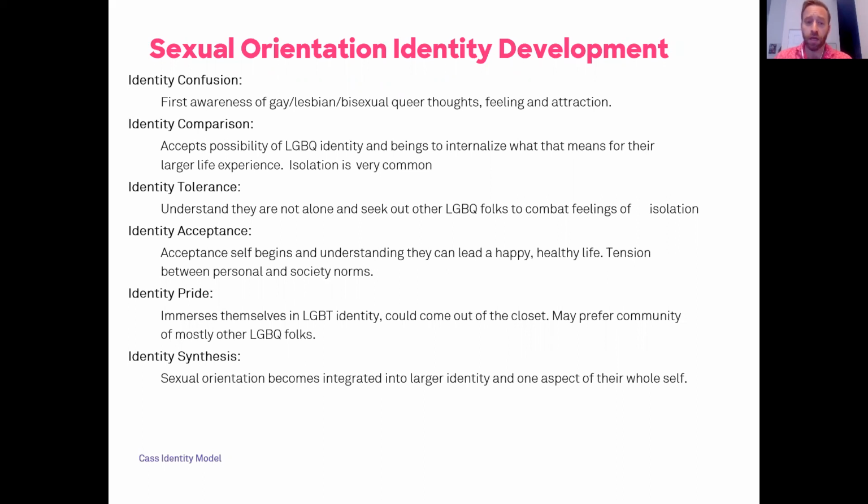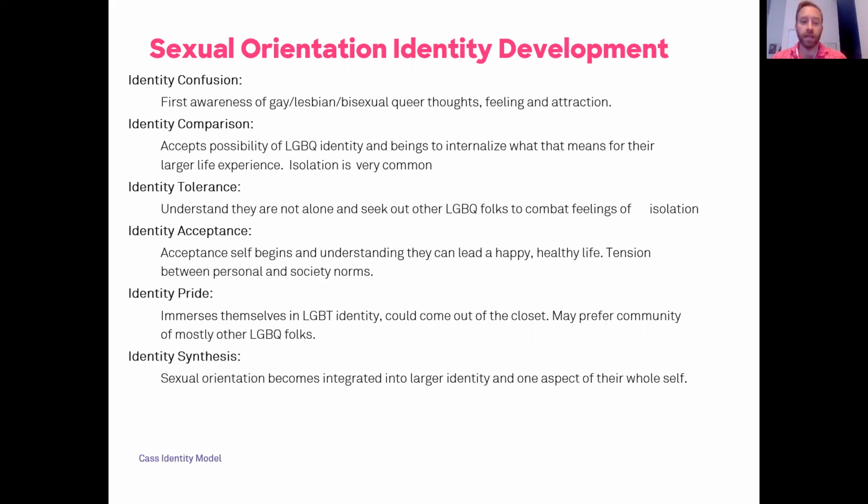Isolation is very common, especially without access to additional supports or the internet or other types of visible role models. Tolerance, so they understand that they are not alone and seek out other folks to combat those feelings of isolation. Then getting into acceptance. The acceptance of self begins in understanding that they can lead a healthy, happy life, and there might be some tension between personal and society norms there.